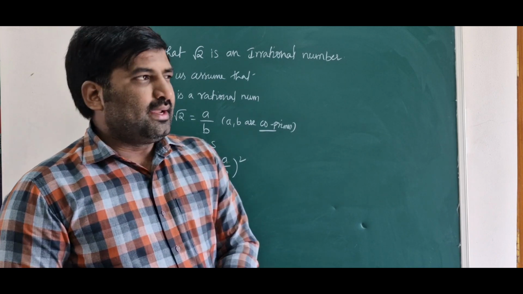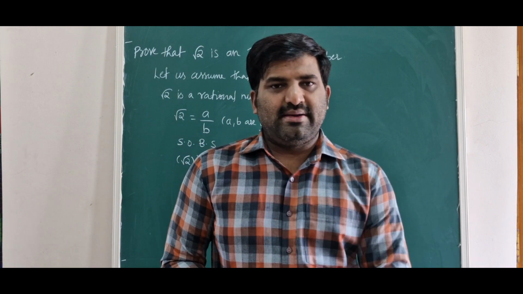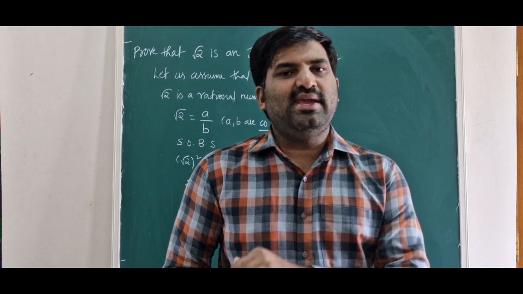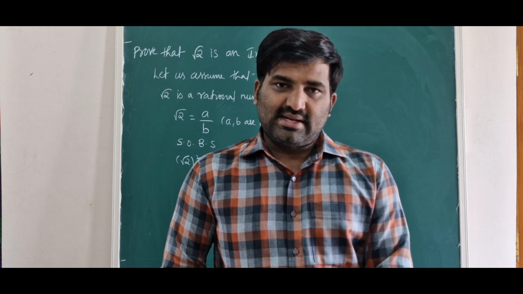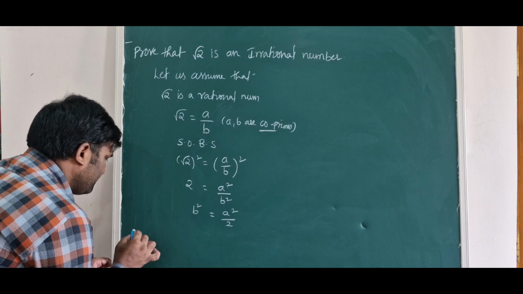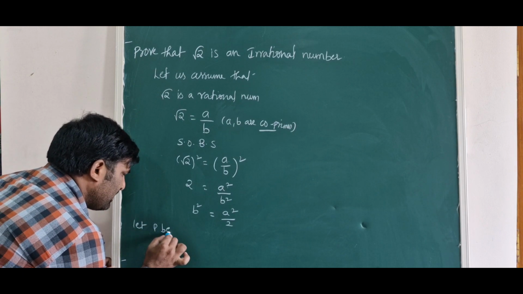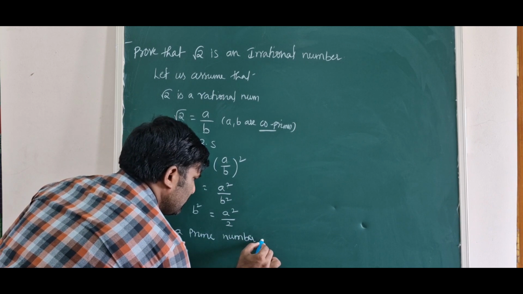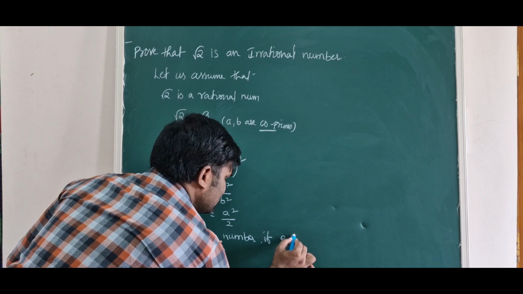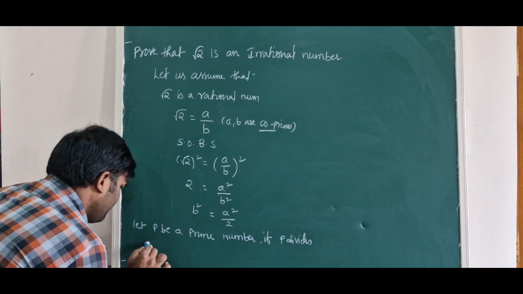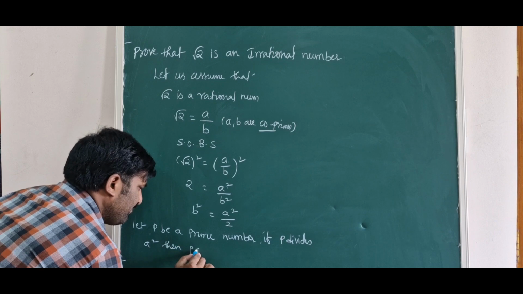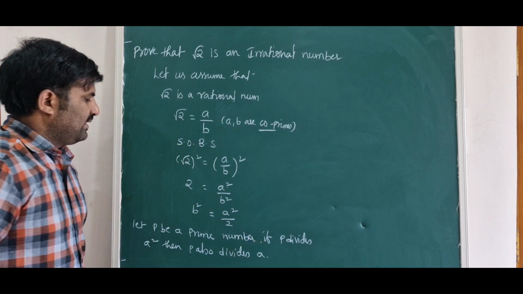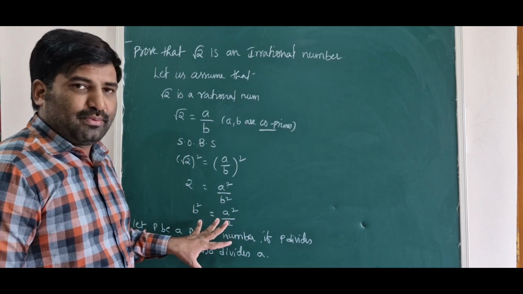Before this we have a theorem. Let p be a prime number. If a prime number divides the square of any number, it also divides that number. So from that I am writing the theorem now. Let p be a prime number. If p divides a square, then p also divides a. This is Theorem 1.2 in your textbook.